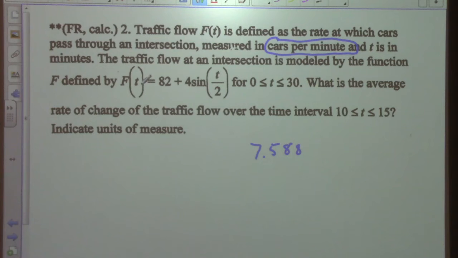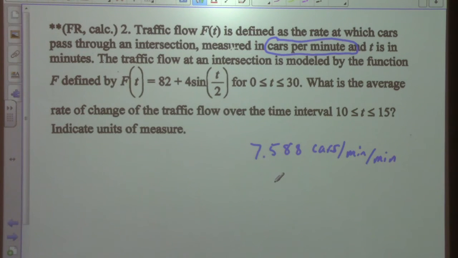Okay, minute. The traffic flow is modeled, the rate of change of flux. So this is gonna be cars per minute. Cars per minute. Or it could be per minute squared, right.